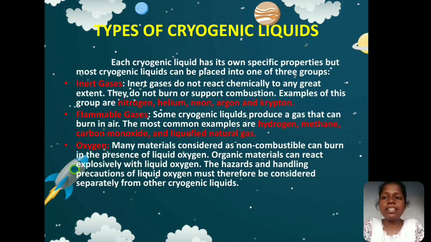What are they? Inert gases, flammable gases, and oxygen. Here we discuss them briefly. Inert gases do not react chemically to any great extent. They do not burn or support combustion. Examples of inert gases are nitrogen, helium, neon, argon and krypton.